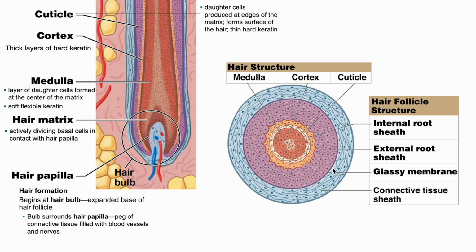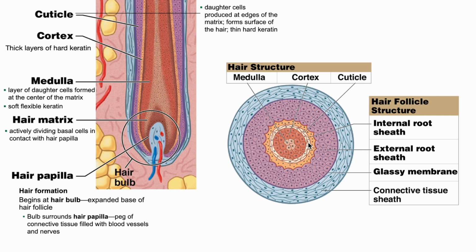If we move inwards, we're going to find the glassy membrane. This is a thickened basement membrane. The purple layer here is going to be the external root sheath. And then if there's an external, that means there's going to be an internal, and that's this gold layer right here. So from where the pointer is moving outward, that would be our hair follicle.